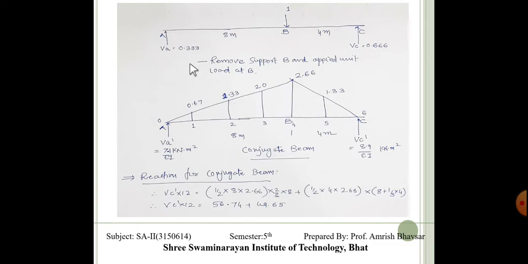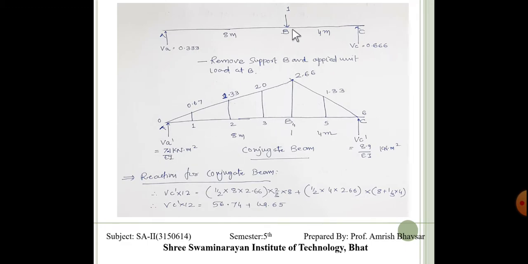So the reactions are 0.33 and 0.66. Remove the support at B and apply a unit load at B. It will create a conjugate beam. For this conjugate beam, we have to find the reactions again, and after this we can find the reactions for the different supports.